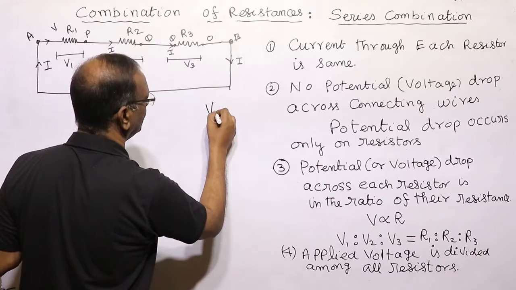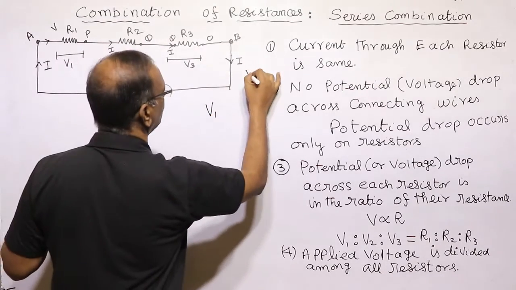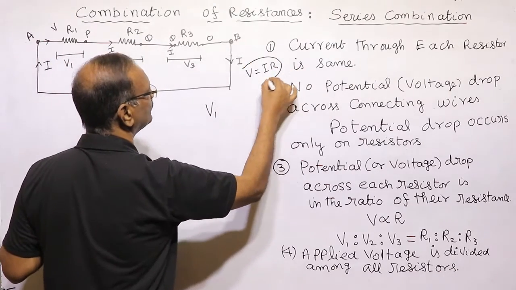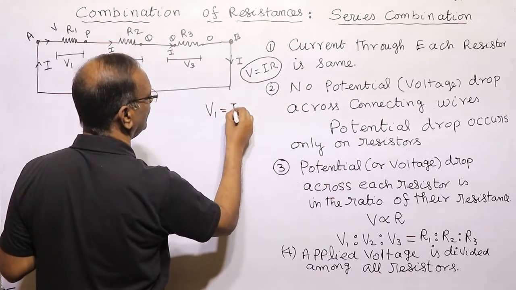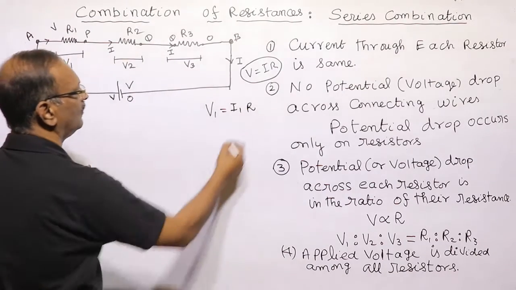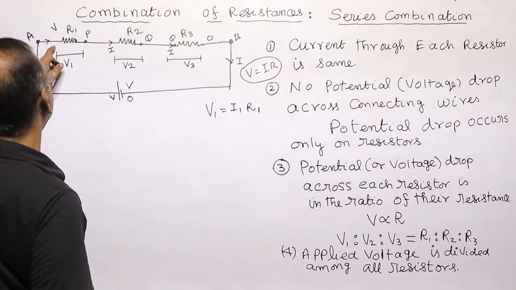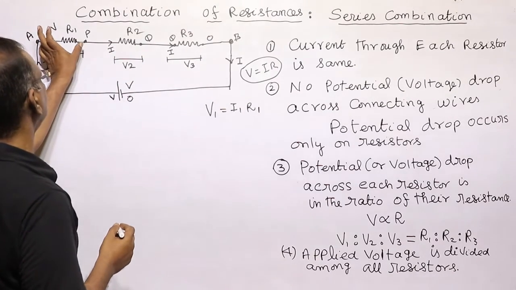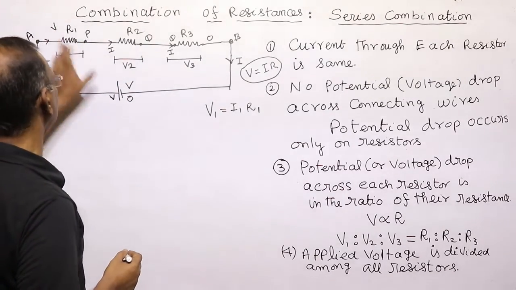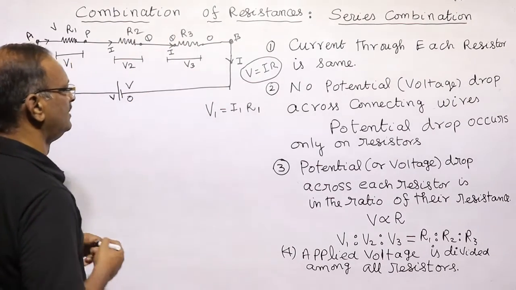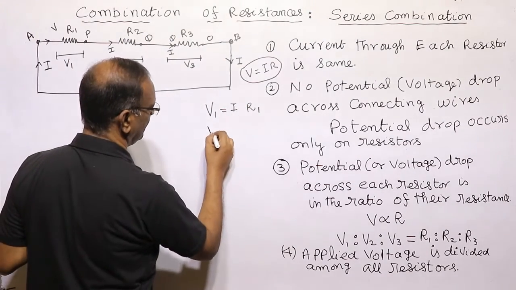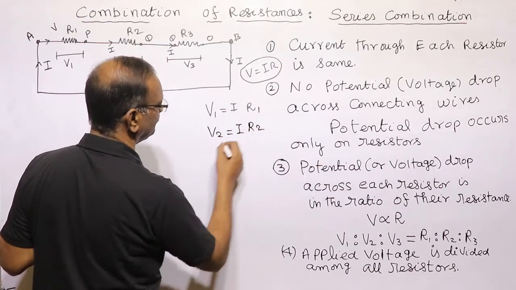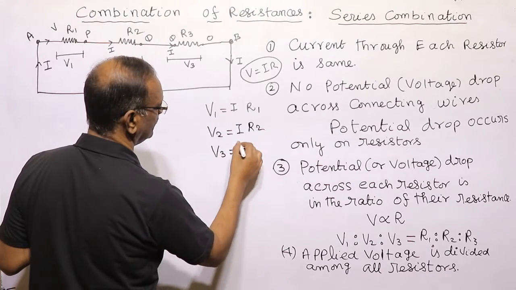First let us see V1. We know Ohm's law: V is equal to current into R. So V1 is equal to I1 into R1. Since the same current is passing through each resistor, but some potential will drop here, some here, some here. So V1 is I1 R1, and V2 is equal to I into R2, and V3 is equal to I into R3.